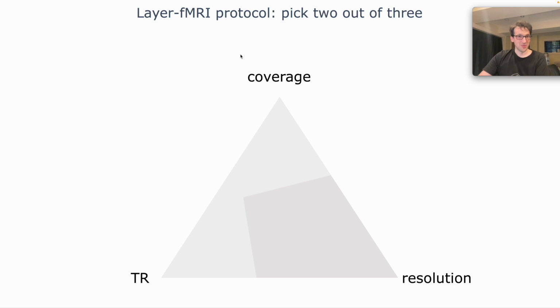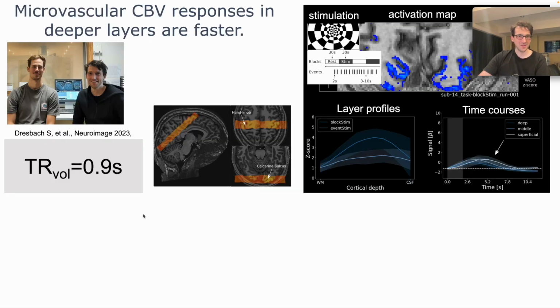So we talked about resolution and coverage. Then let's talk about TR. How fast can we sample? And I think most of the things that I learned about how fast we can sample is from the study from Sebastian Dresbach here, really trying to push the TR to sub-second volume acquisition to evaluate layer-dependent fMRI.